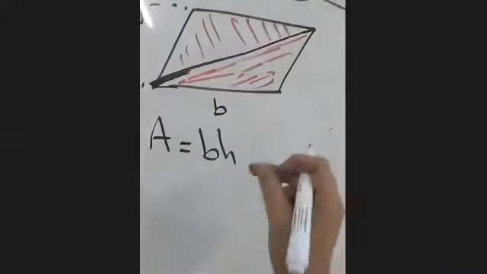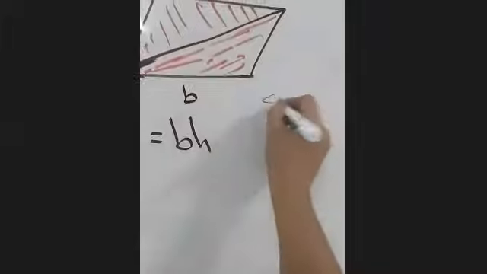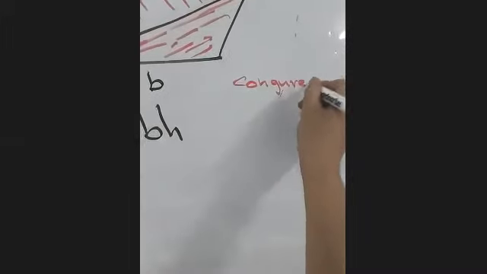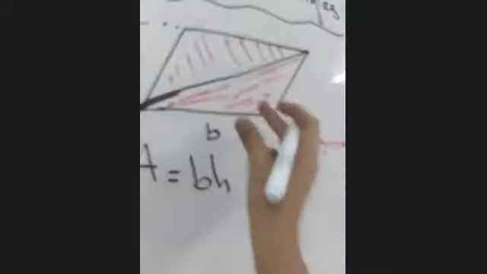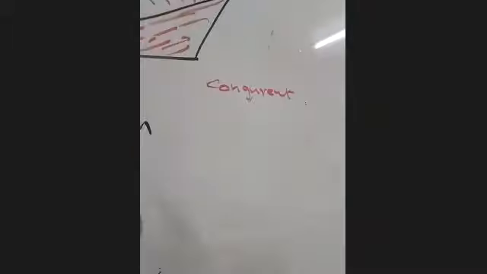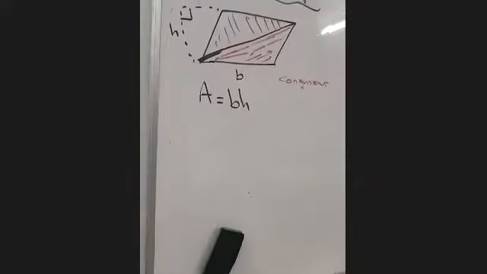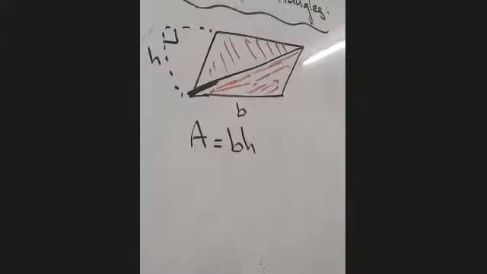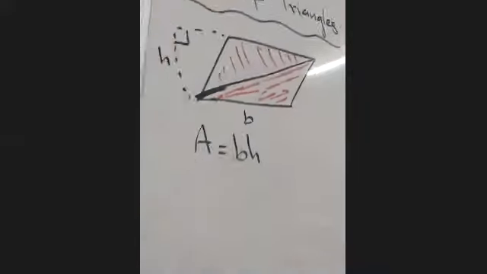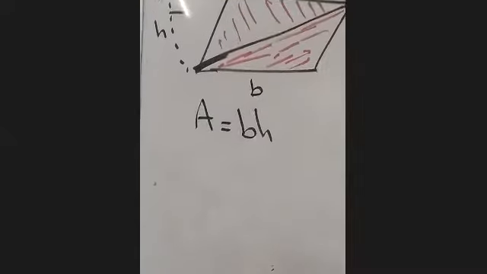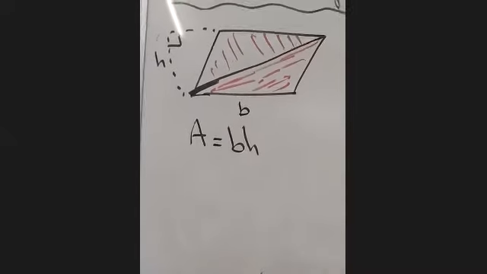In the parallelogram, these two triangles are congruent. What's the meaning of congruent? It means they are identical. They have the same area, the same everything. So if we divide the parallelogram into two parts, it will be two triangles. This means the triangle, guys, is half of a parallelogram.